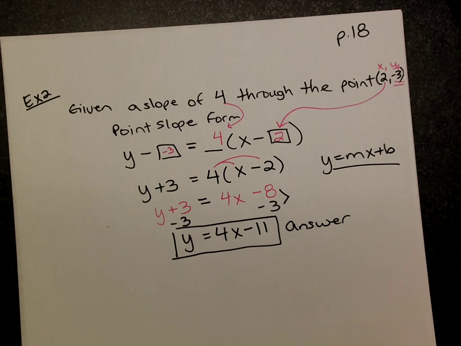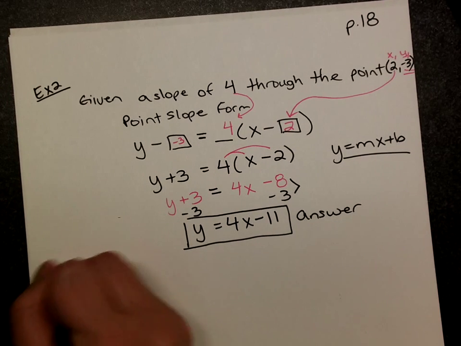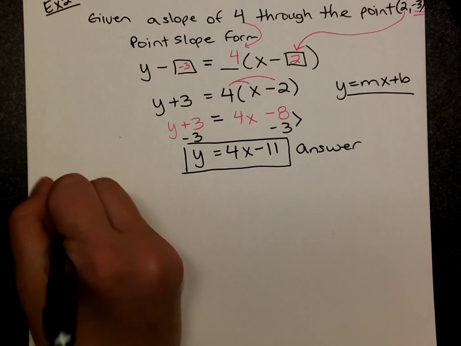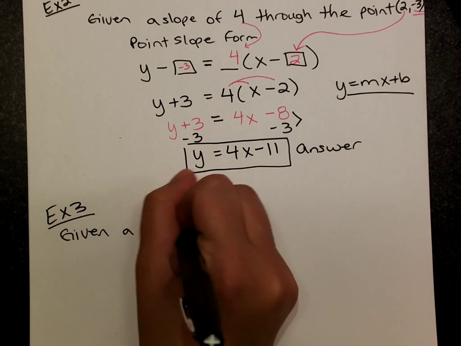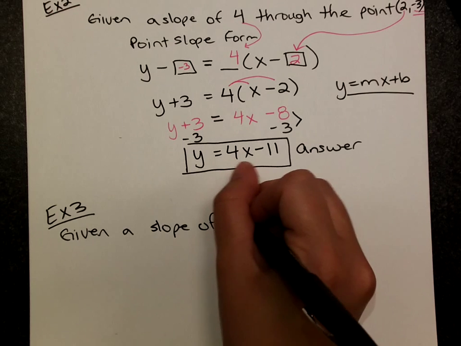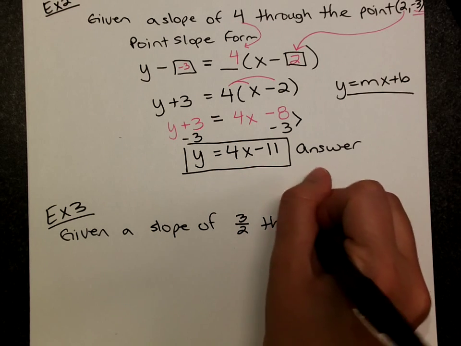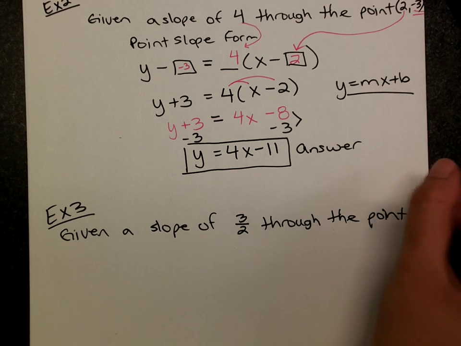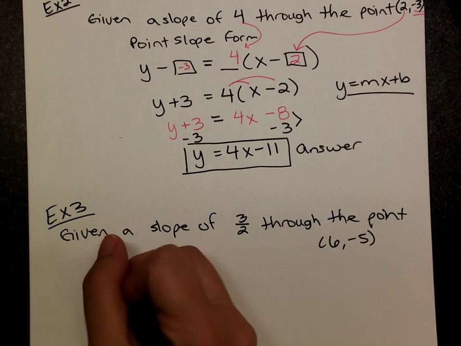I want to do one more with the fraction because I know we don't like fractions. So example 3, one more of these with the fraction. So it's given a slope of 3/2 through the point 6, -5. So again, I'm going to set up my template.